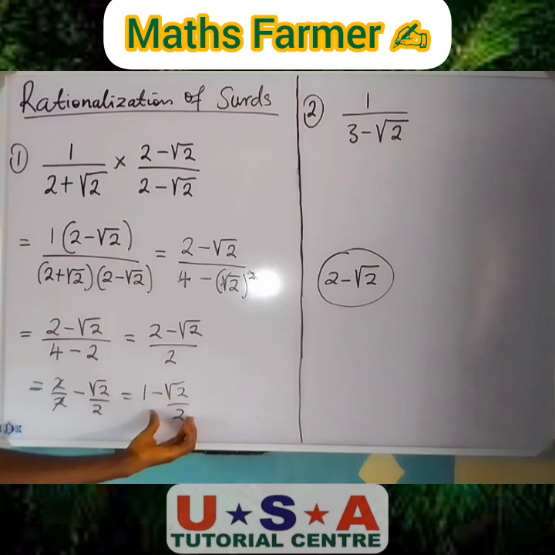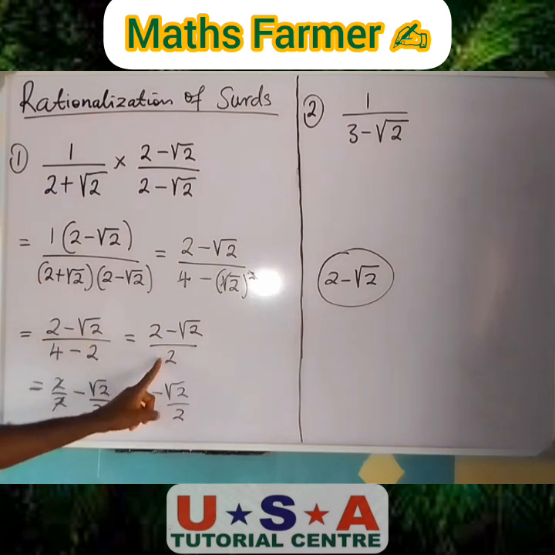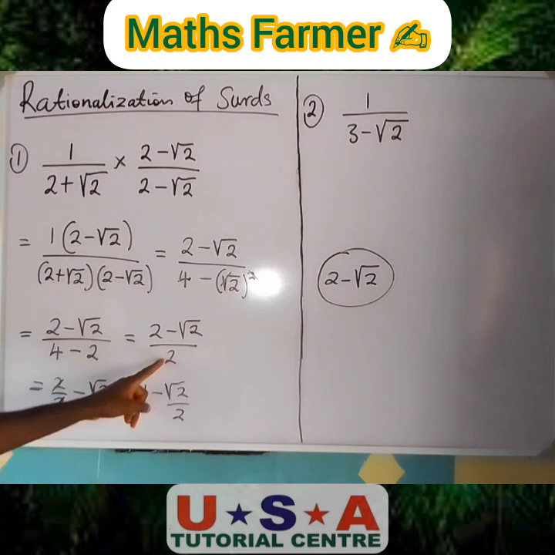I told you when we started that rationalization means make sure in the denominator there is no square root there. And we have achieved our aim. There is no square root here. That means we have rationalized. So I've made the denominator a rational number.